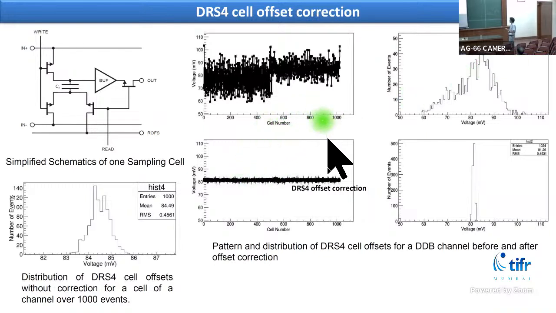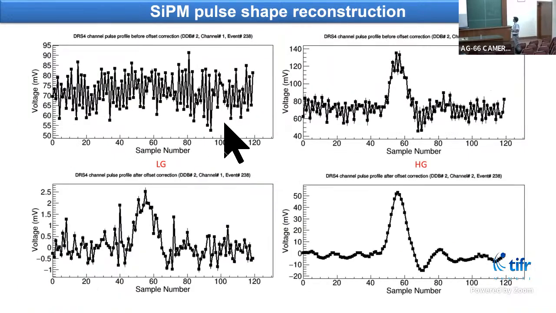After applying this calibration coefficient, this is the pulse profile we obtained, and then the distribution of offsets. Earlier, the spread was about 8 millivolt, and now it is reduced to 0.5 millivolt. So this is after applying these parameters.